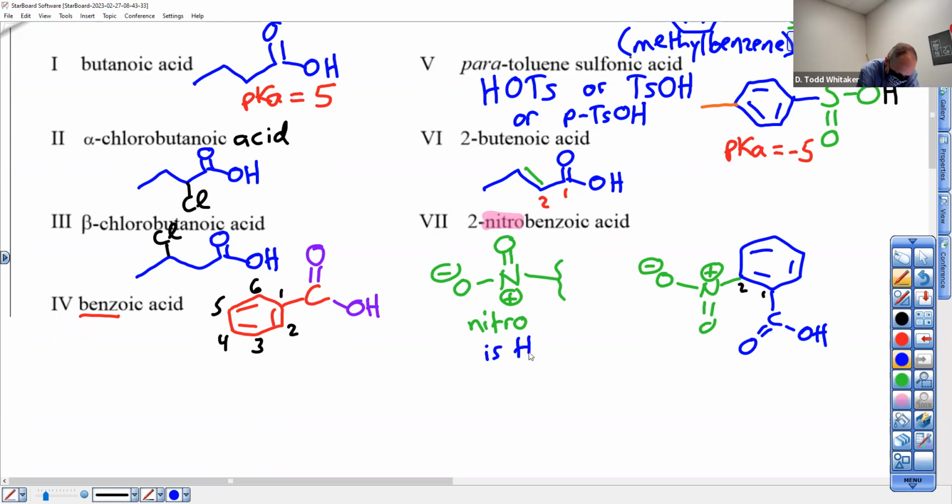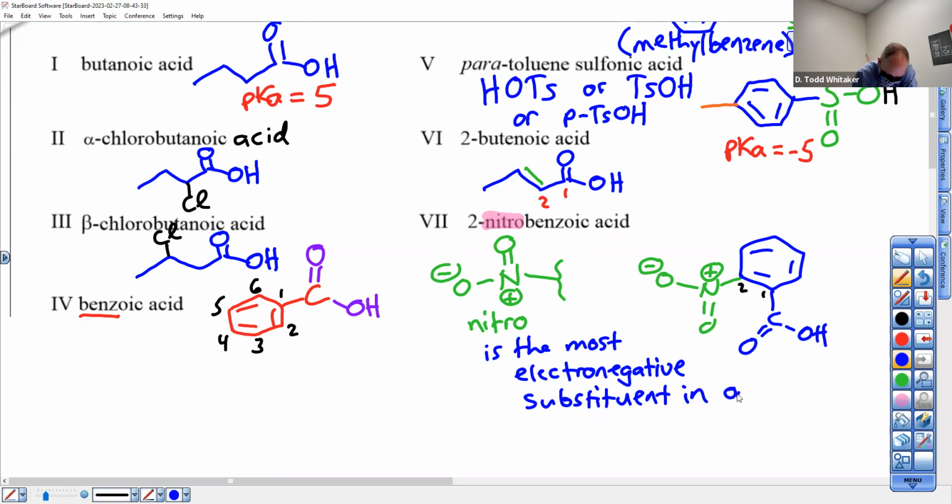is the most electronegative substituent. Oh, I like that word, substituent. Like a group, inorganic chem. Greater than fluoro. What?